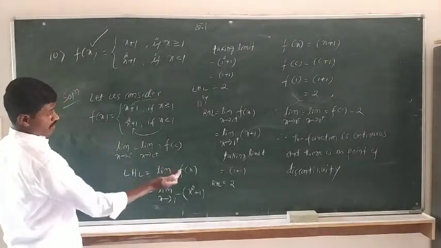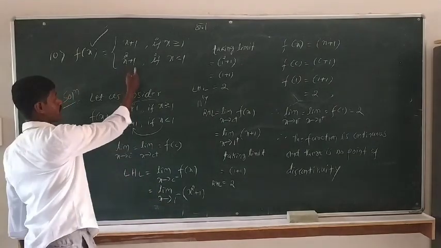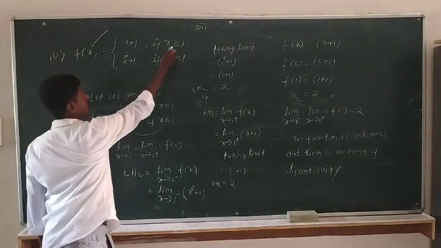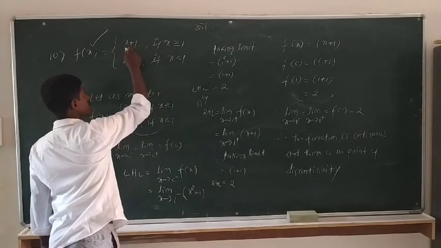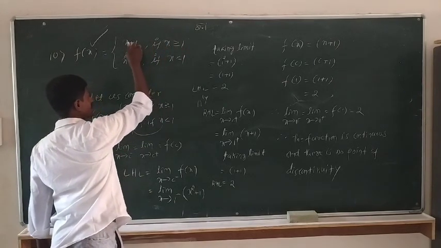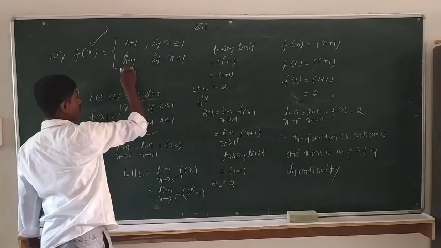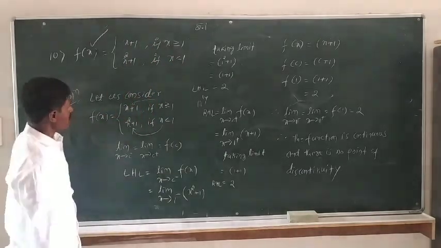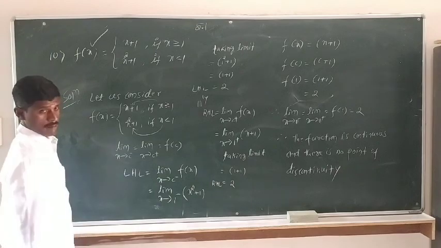So you can draw the graph. Do it yourself. You can draw the graph of this function. For x greater than or equal to 1, the function is like this. For x less than 1, the function is like that. So draw the graph. Do it yourself.